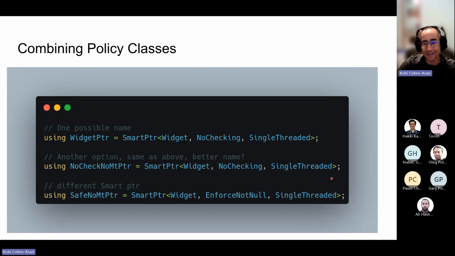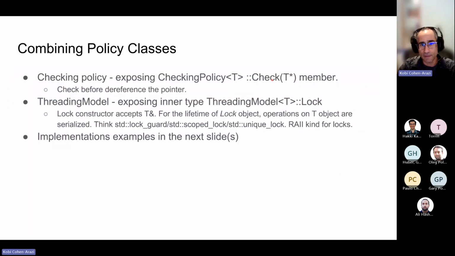The host doesn't care whether it's single threaded or multi-threaded. It would invoke functions, and this function either would do something or do nothing. No checking means we don't do any checking, it might be null. It might be an empty function, but enforced not null might check if it's not null and maybe throw an exception or anything else that you would like to do if it is a null pointer. So the checking policy would have a check T pointer member, and it would check before dereferencing the pointer. So there is an if. Let's say you want to pay for this if, so you'll have a checking policy that enforces it's not null.